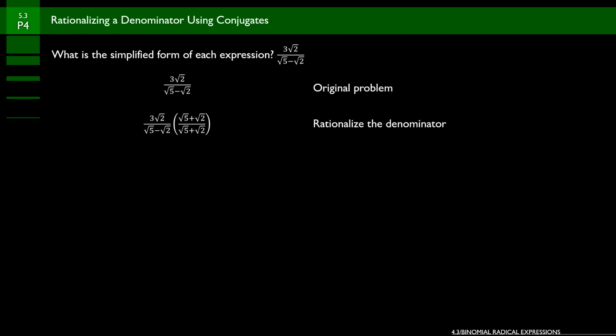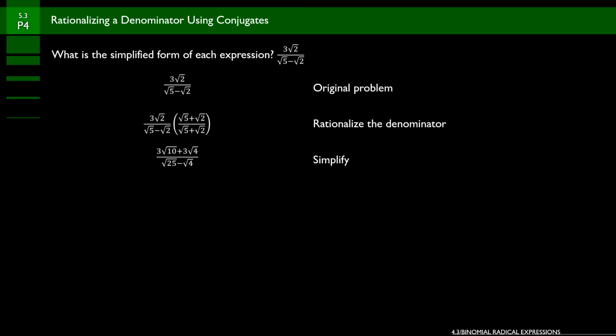So 3 square root of 2 times square root of 5 and 3 square root of 2 times square root of 2 is going to leave us with 3 square root of 10 plus 3 square root of 4. Then in the denominator, we've got square root of 5 minus square root of 2 times square root of 5 plus square root of 2. Remember, since we're using conjugates here, we don't have to worry about the O and the I. All we have to worry about is the F and the L. So square root of 5 times square root of 5 is the square root of 25. And then negative square root of 2 times positive square root of 2 is negative square root of 4.